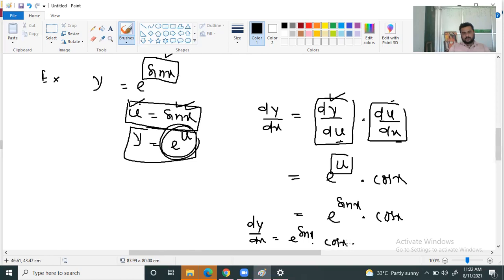Try to understand what we have done here. Given y equal to e to the power sin x, first of all, we have to guess what u is. First of all, treat u as that function whose derivative you know. Here we do not know the derivative of e to the power sin x, but we know the derivative of sin x. So u is equal to sin x. Then y will be e to the power u. Then dy by dx will be dy by du into du by dx.